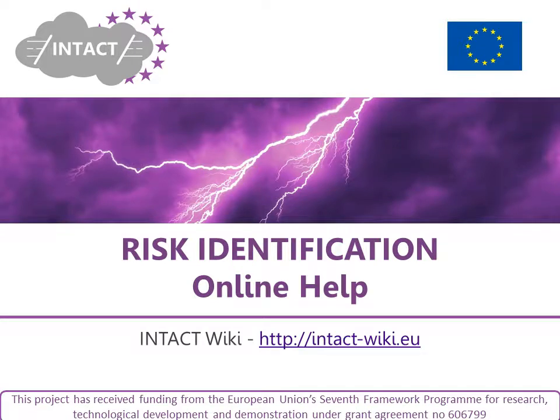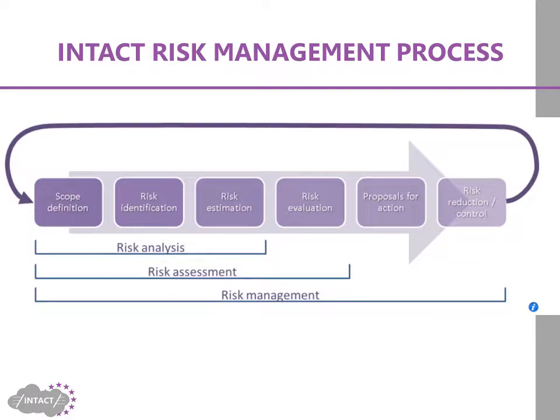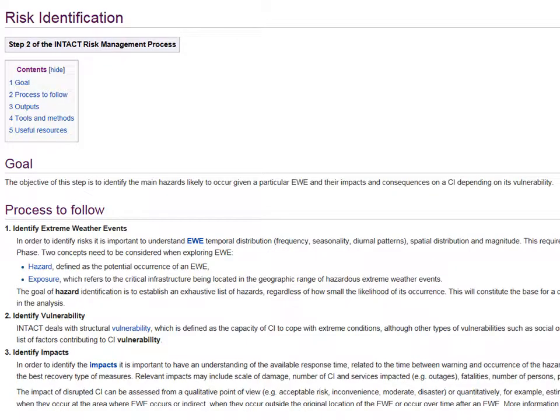This video shows how to access information about risk identification in the INTAC Wiki. Risk identification is the second step in the general risk management process, and it is the central step of any risk analysis. When clicking on the step, the explanation appears.